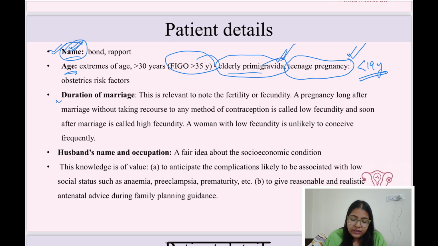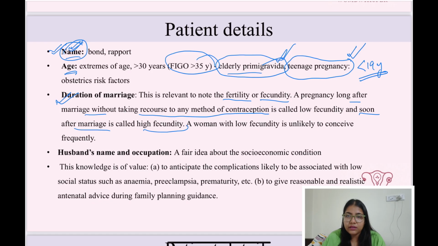Why is duration of marriage important? Because from the duration of marriage we can know about the fertility or fecundity of the patient. So what is fecundity? Fecundity can be low or it can be high. When do you call a patient as having low fecundity? When a pregnancy is conceived after marriage without taking recourse to any method of contraception, and if it is conceived soon after marriage, it is called high fecundity.